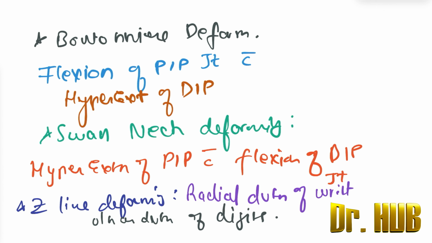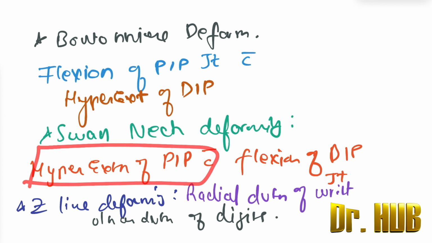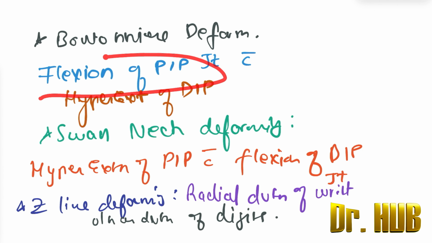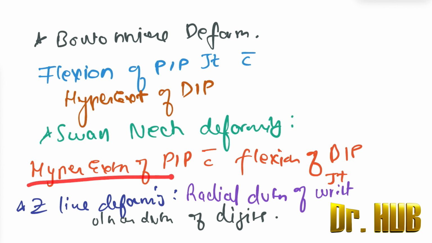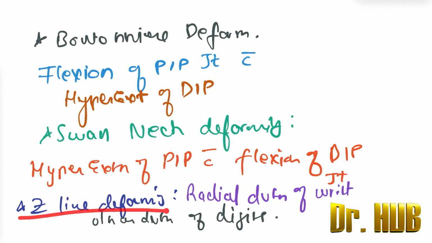So let's recap. We saw the three disorders. Boutonniere's deformity means there is a flexion at the PIP and a hyperextension of the DIP. Next comes the swan neck deformity, where there is a hyperextension of the PIP, whereas previously there was flexion in PIP in case of the Boutonniere deformity. Here there is hyperextension of the PIP as well as the flexion of the DIP. Next comes the Z line deformity, which is a radial deviation of the wrist and the ulnar deviation of the digits.